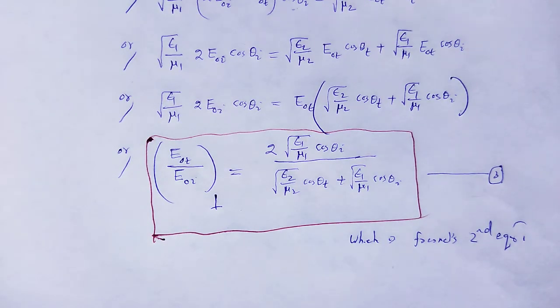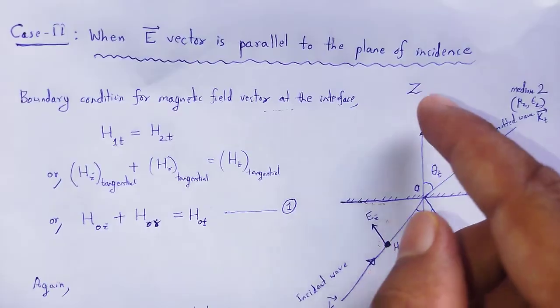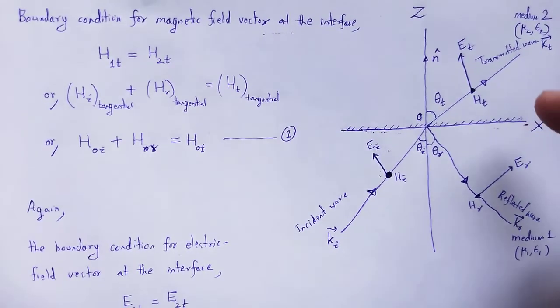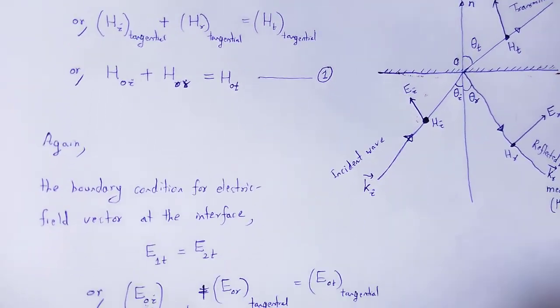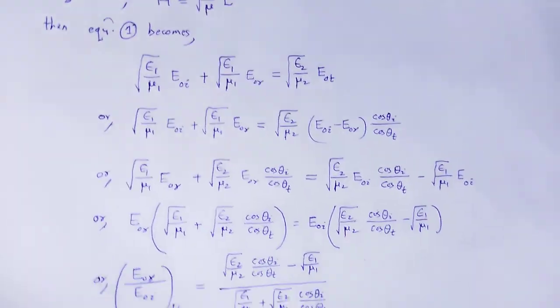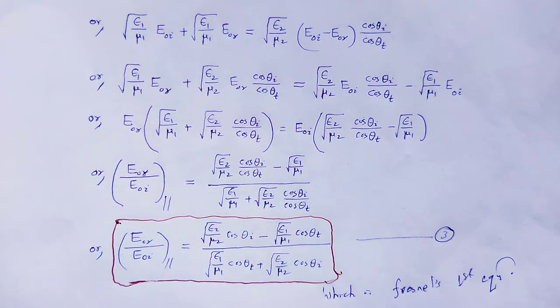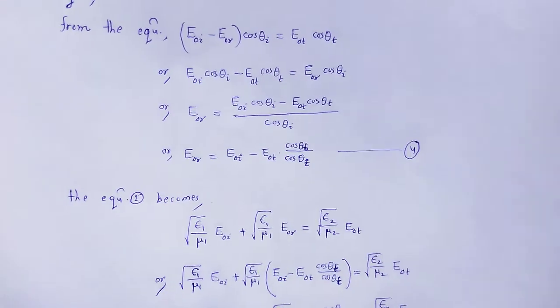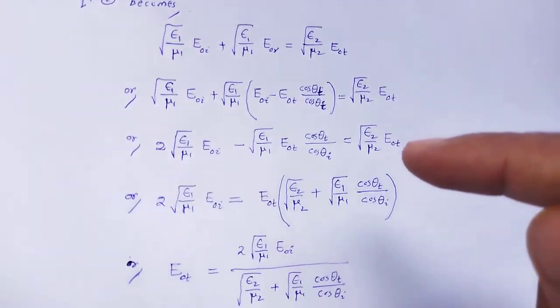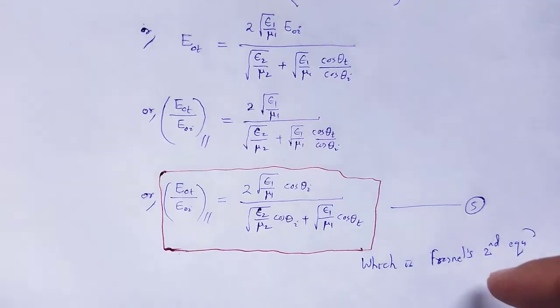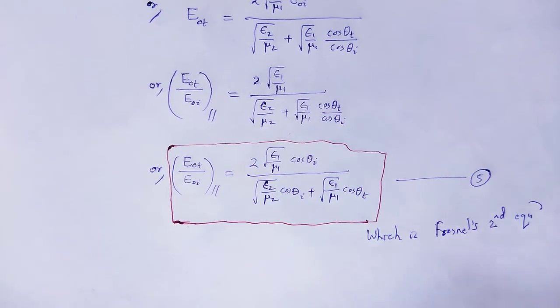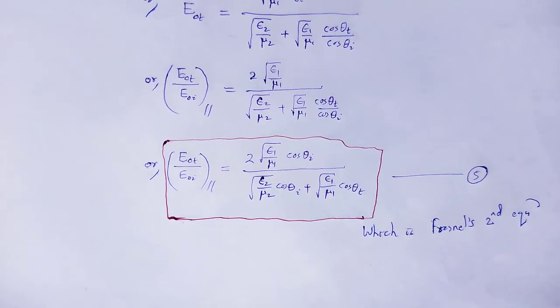Next condition, when the E vector is parallel to the plane of incidence. In the same fashion, we proceed and obtain the first Fresnel's equation for that condition, and finally the second Fresnel's equation under that condition, as the E vector is parallel to the plane of incidence.